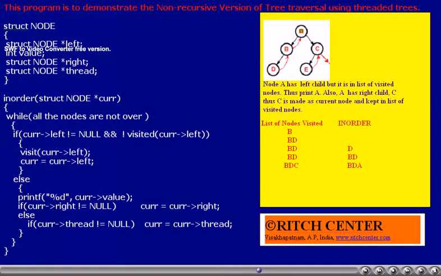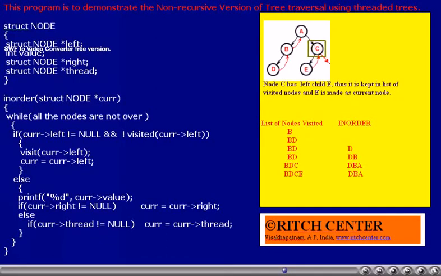Now node A, if we verify, it has a left child, but it is in the list of visited nodes. Thus print A. Also A has a right child C. Thus C is made the current node and kept in the list of visited nodes. Node C has left child E, thus it is kept in the list of visited nodes, and E is made the current node.